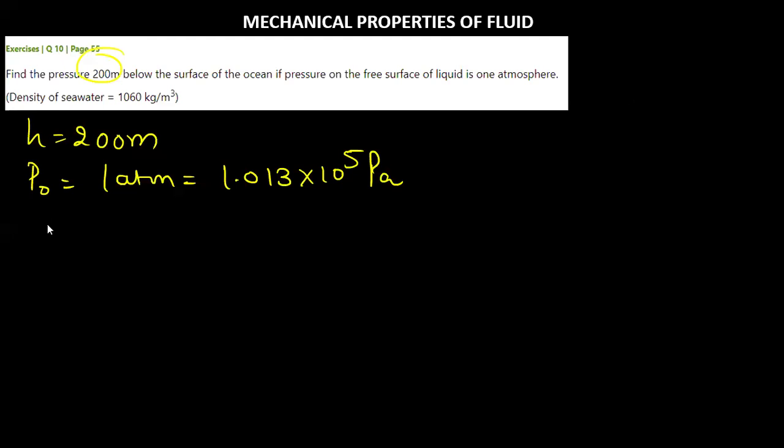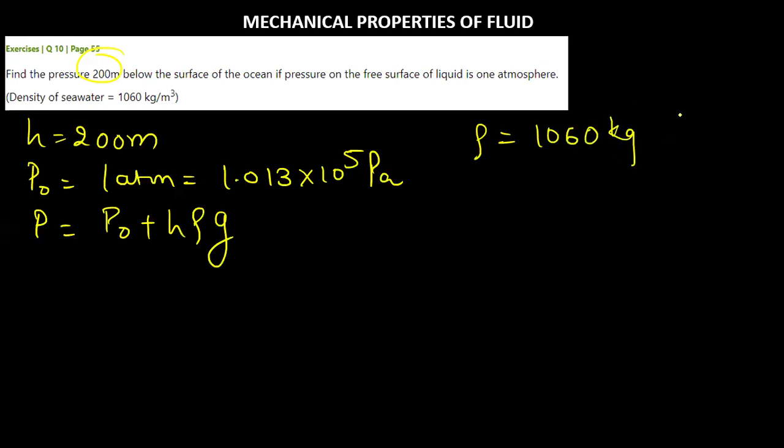To find the pressure, we have a relation which is given to us. P is equal to P naught plus H rho g. अच्छा, rho is also given to us. Rho is given as 1060 kg per meter cube. So rho is given, P equal to P naught plus H rho g. ये हमारा फॉर्मूला है, P equal to P naught plus H rho g. So P पता करना है.